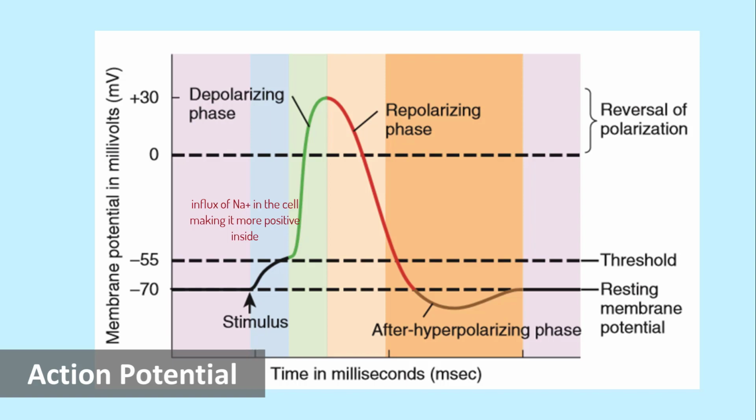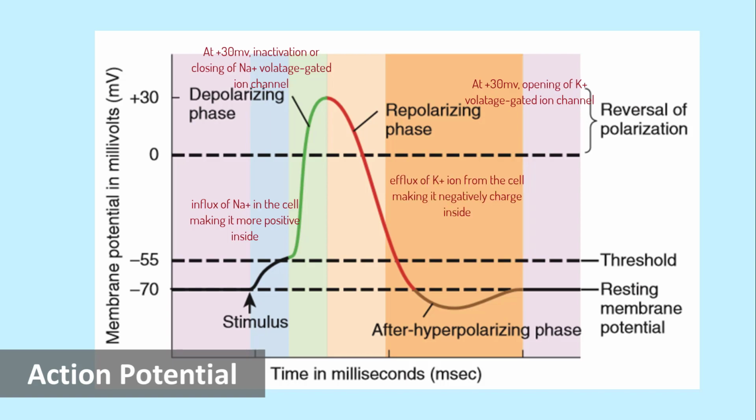At the peak of the action potential, the inside of the membrane is positive 30 millivolts, more positive than the outside. At positive 30 millivolts, there will be an inactivation of sodium channels and activation of potassium channels, causing potassium ions to move out of the cell. This will shift the membrane potential back towards the resting level. This is what we call repolarization.